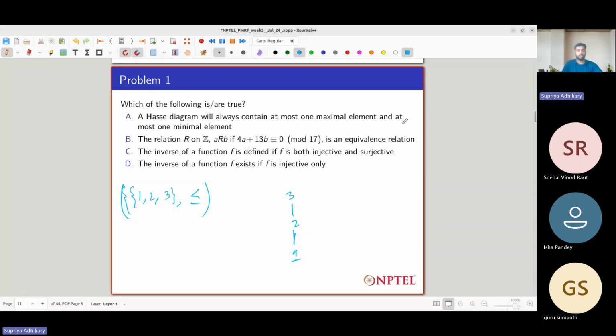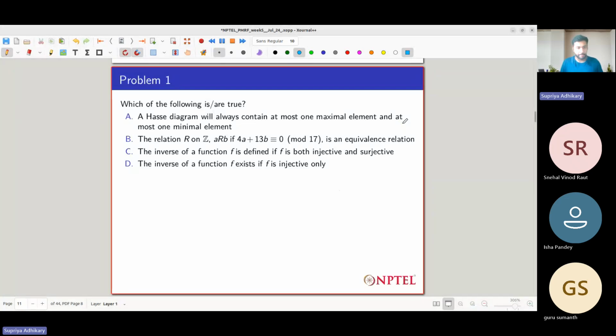And in this case also there is one minimal element and one maximal element. But the statement that we are given is that there exists at most one maximal element and one minimal element. So is this true or not? So let us consider an example.